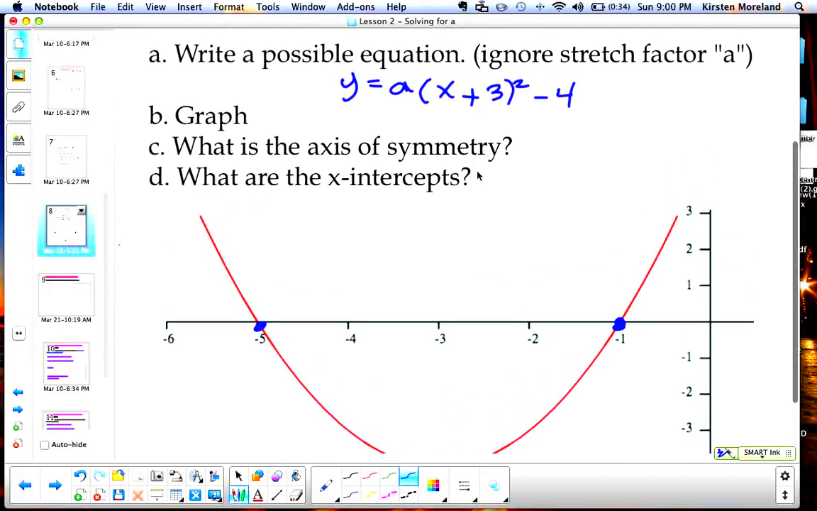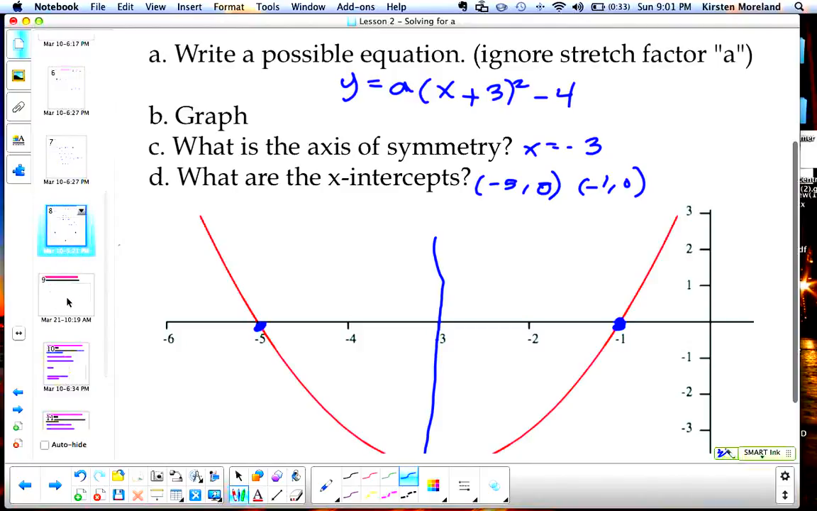So it says, what are the x-intercepts? -5 and -1. And the axis of symmetry, remember, is just the x-coordinates, so it's just x equals -3 because the x-coordinate of my vertex is at -3, right?